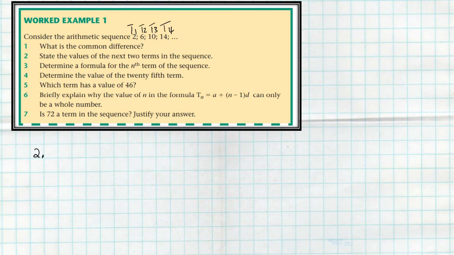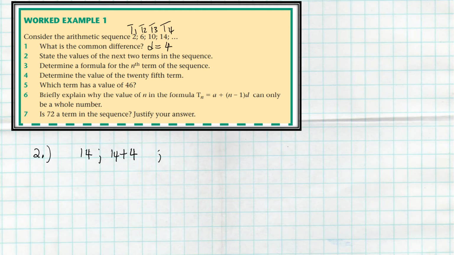Okay, so we calculated d, it was 4. Number 2: state the values of the next two terms of the sequence. Here we have 14. From 14, to get the next term in an arithmetic sequence, what do we do? We add the common difference to the previous term. So it's going to be 14 plus 4 as our next term.